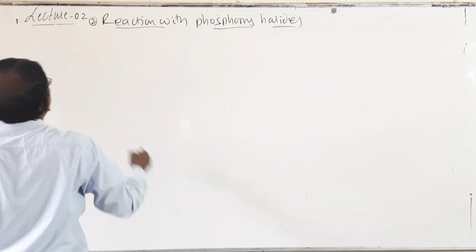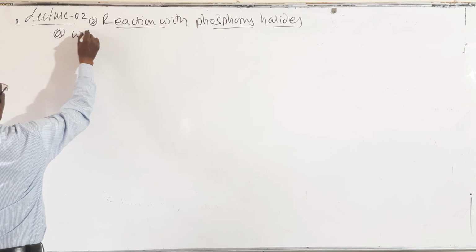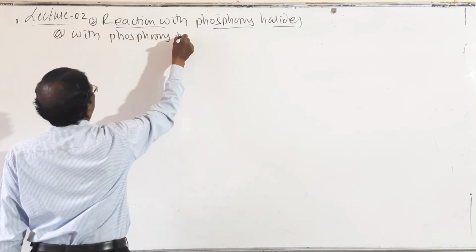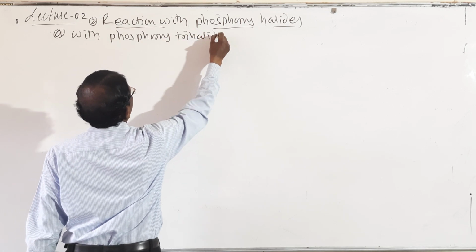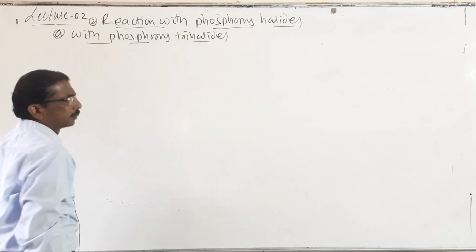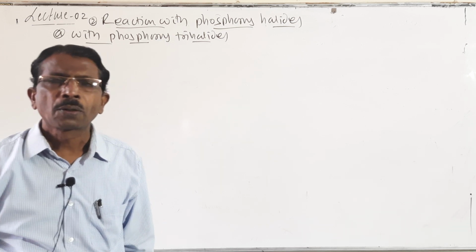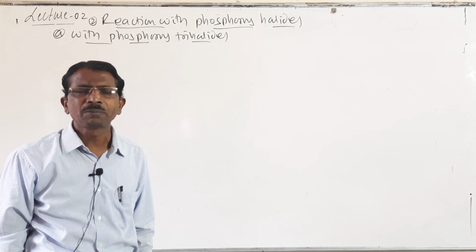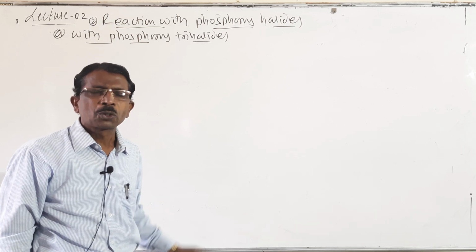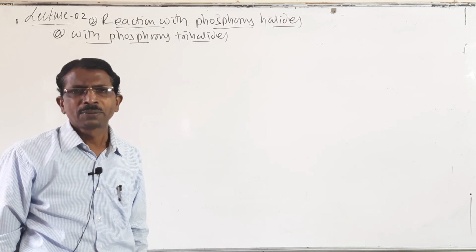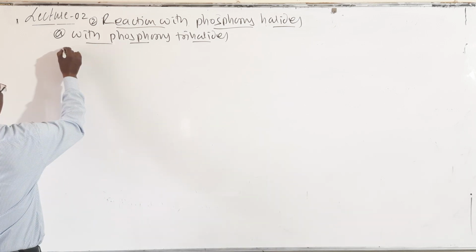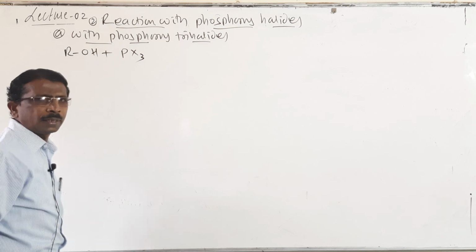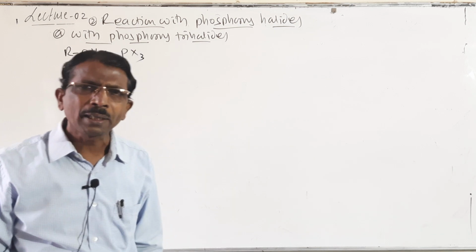First, with phosphorus trihalides. Here, when alcohols are treated with phosphorus trihalide, haloalkanes are formed. Look here, I will write ROH plus PX3, where X is Cl, Br, I.